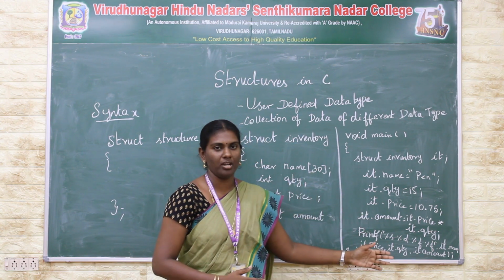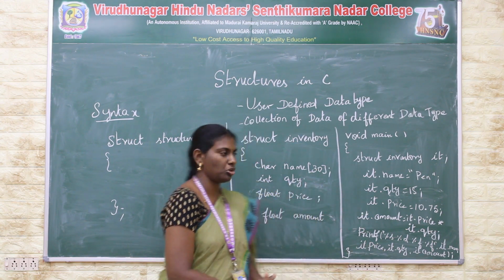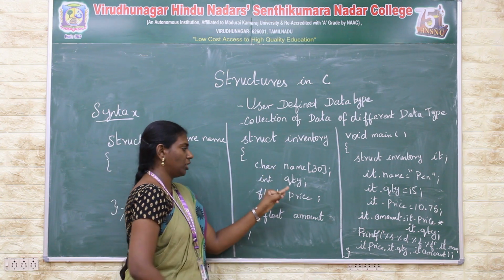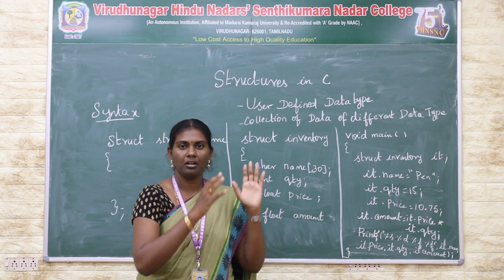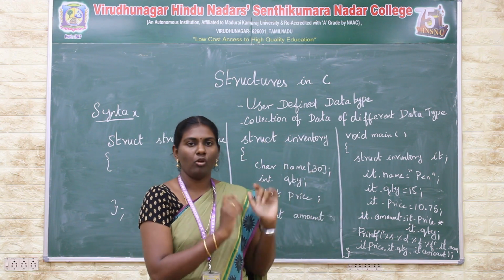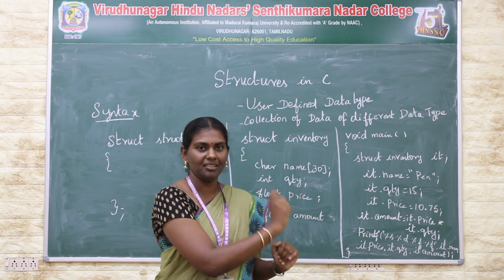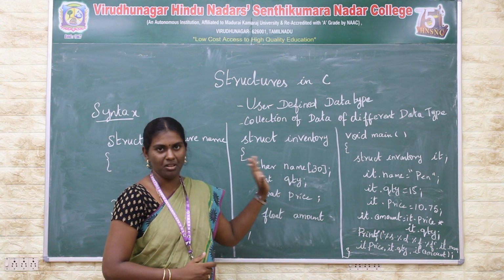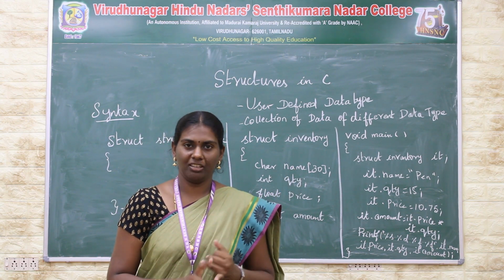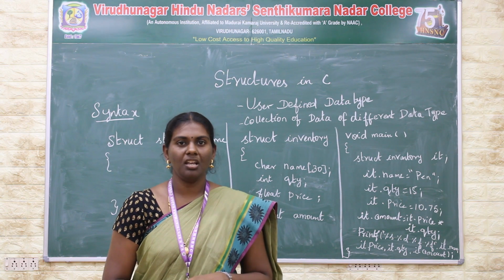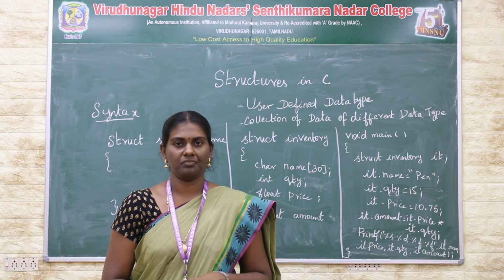That same is followed here. Wherever I have to use name, price, QTY, amount, I have to use the structure variable name followed by the dot operator and then the name of the variable. This is the simplest way to understand defining the structure and how to access the data members of the structure. Thank you.